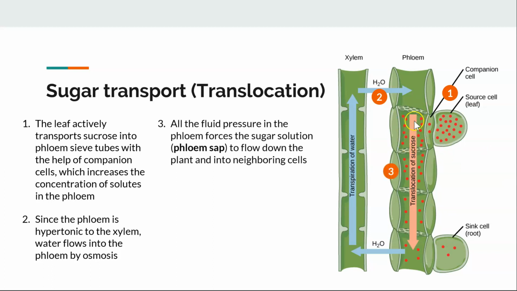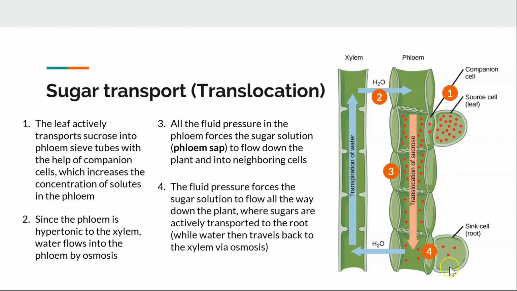Now, with all that water and sugar solution here that we call the phloem sap, all that fluid pressure forces that phloem sap to flow down the plant and into neighboring cells. The fluid pressure continues to force the sugar solution all the way down the plant, where the sugars are actively transported to the roots, and then water would flow back to the xylem by osmosis.